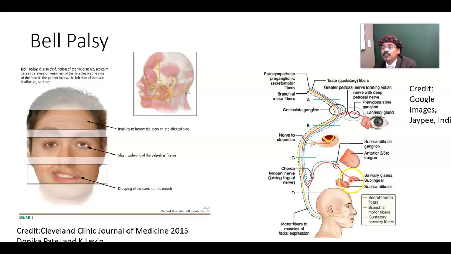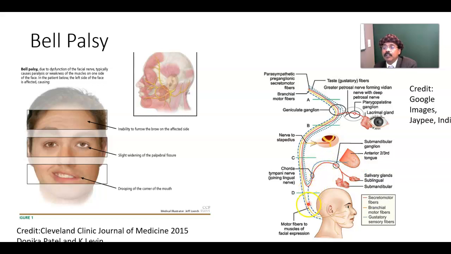These two gland secretions will be disturbed due to a lesion here, plus no taste sensation from the anterior two-thirds of the tongue. We call it ageusia, due to the damage to the taste fibers from the anterior two-thirds of the tongue except the basal papillae. That is the sensation carried by the chorda tympani branch of the facial nerve. This is the chorda tympani branch of the facial nerve.